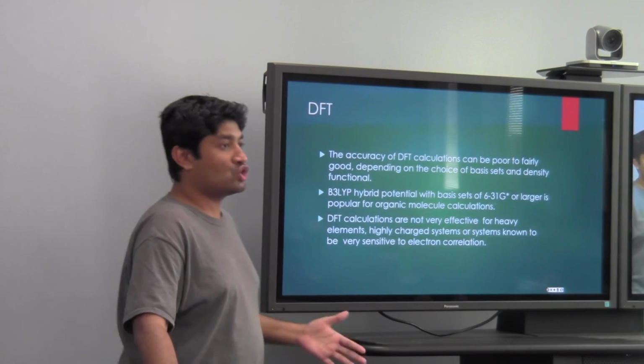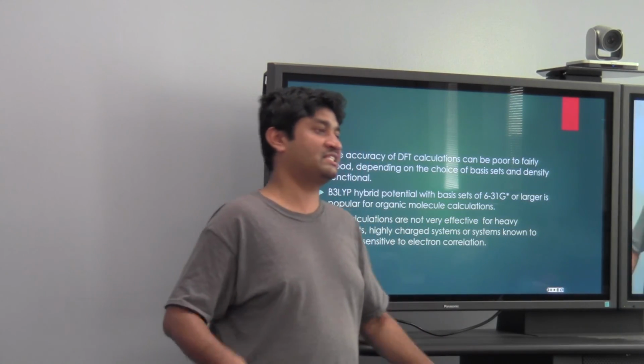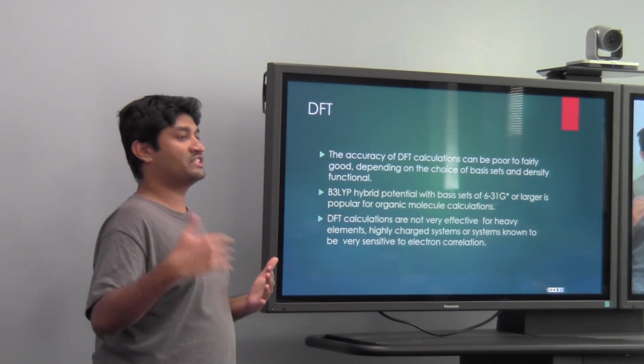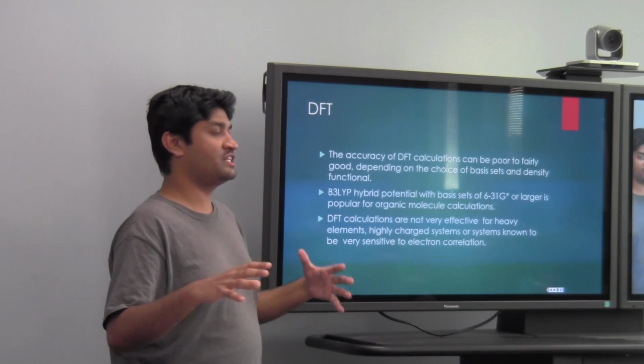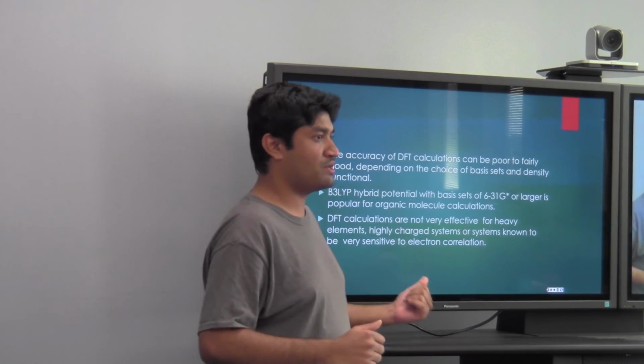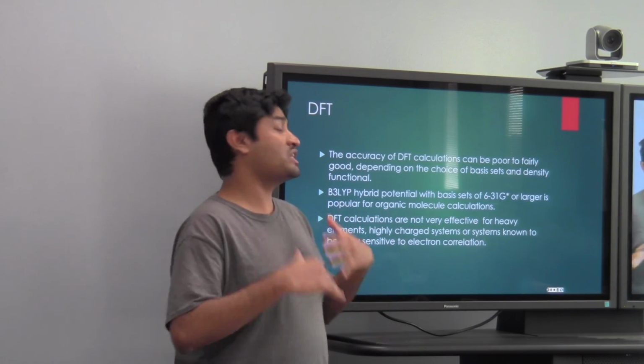For organic molecules, the B3LYP hybrid potential with the 6-31G basis set is most popular because of its effectiveness, but the accuracy and effectiveness of DFT is not very good for the heavy elements, the charged systems, and the systems that are sensitive to electron correlation.